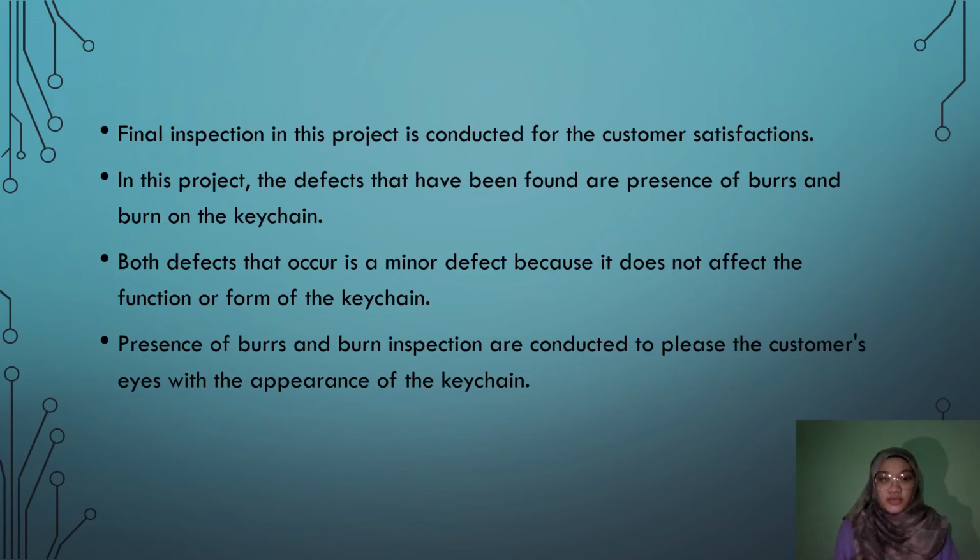Final inspection is focused on any defect that has been found during the investigation. In this project, the defects that have been found are the presence of burrs and burn on the keychain. Final inspection in this project is conducted for customer satisfaction. Both defects that occur are minor defects because they do not affect the function or form of the keychain. The presence of burrs and burn inspection is conducted to please the customer's eyes with the appearance of the keychain.